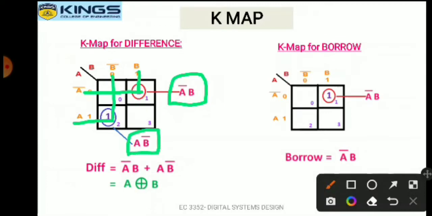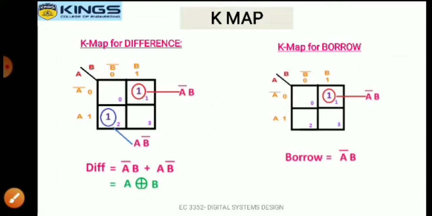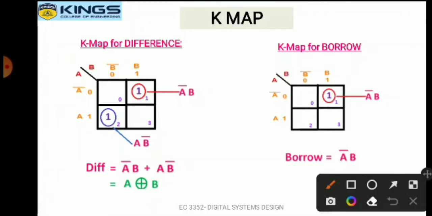So this is nothing but the answer for difference. A bar B plus A B bar is the expression for difference. We can simplify it further. There is a formula: A bar B plus A B bar is nothing but A XOR B. This is the XOR symbol. So I can write A bar B plus A B bar as A XOR B.